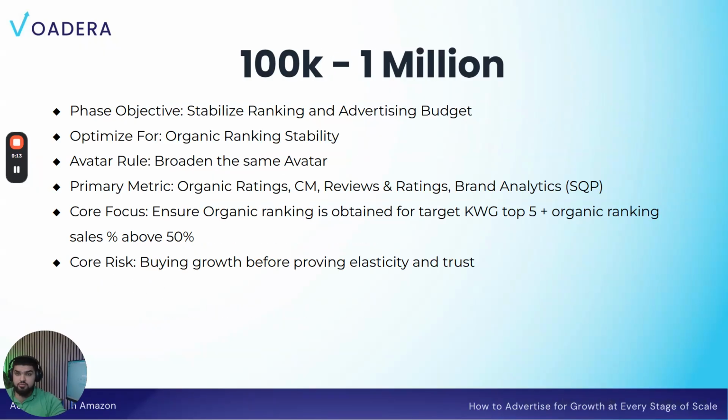Now the next stage, 100K to 1 million. Your goal here is to stabilize ranking. You want to make sure that your organic ranking is stabilizing. Is it sitting? Is it consistent week over week? Is it growing week over week? Right? You start looking at that kind of stuff, and you want to see what advertising budget you can afford. What does the market look like? What's the TACoS based on the unit economics? All that kind of stuff.